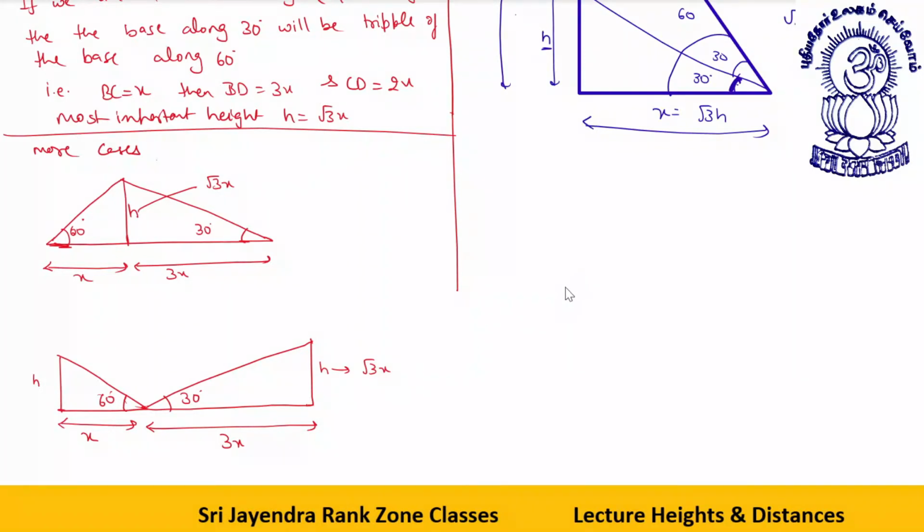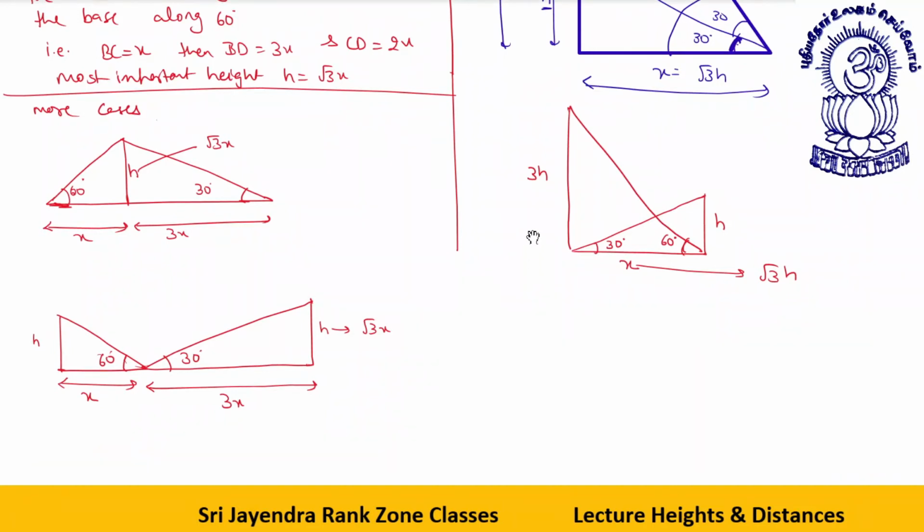For equal bases, there are two, three types of cases. One is like this. Here you have this base B or X. This is height H. Here this angle is 30 degree, and this is height √3H. This angle is 60 degrees. So height opposite to 60 degree will be √3H and height opposite 30 degree will be H, and this X will be equal to what? This X will be equal to √3H.